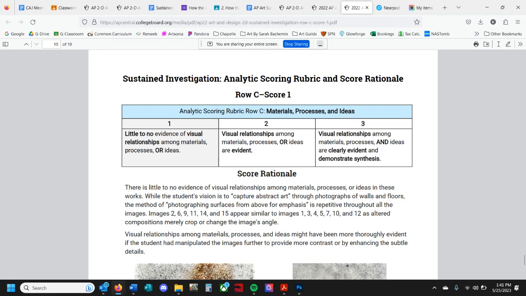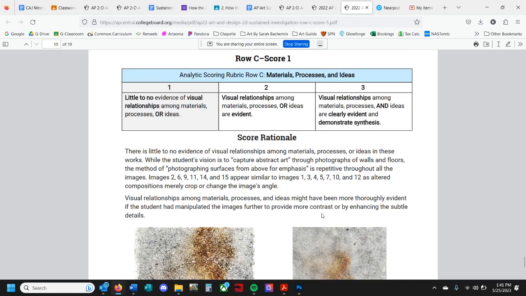Visual relationships among materials, processes, and ideas might have been more thoroughly evident if the student had manipulated the images further to provide more contrast or by enhancing the subtle details.